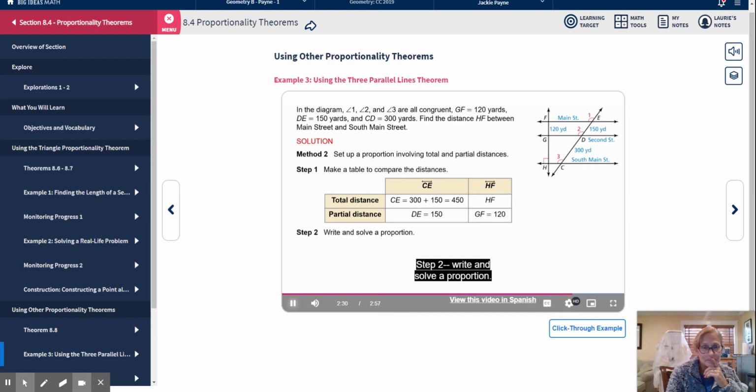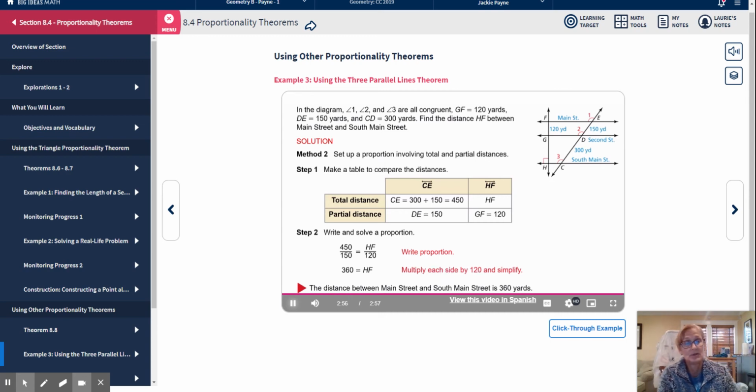Step 2. Write and solve a proportion. Using the information from the table, write the proportion 450 divided by 150 is equal to HF divided by 120. Multiply each side by 120 and simplify, and this gives you 360 is equal to HF. So the distance between Main Street and South Main Street is 360 yards.